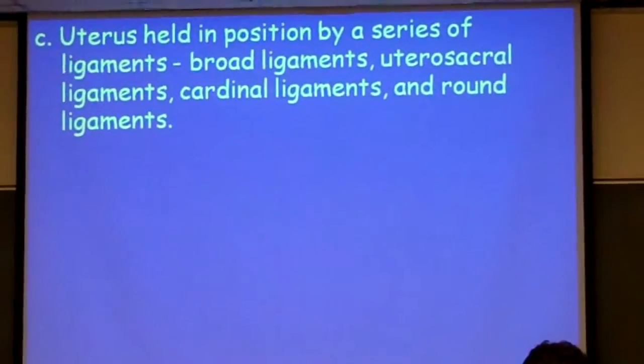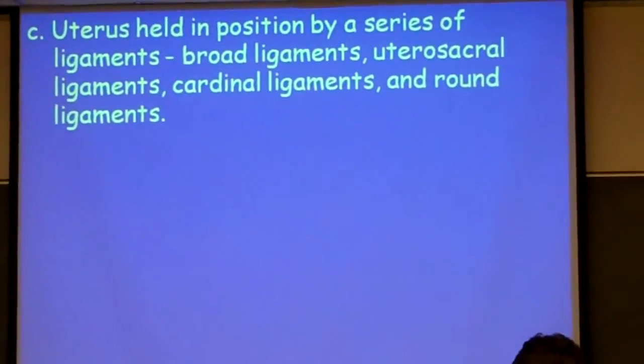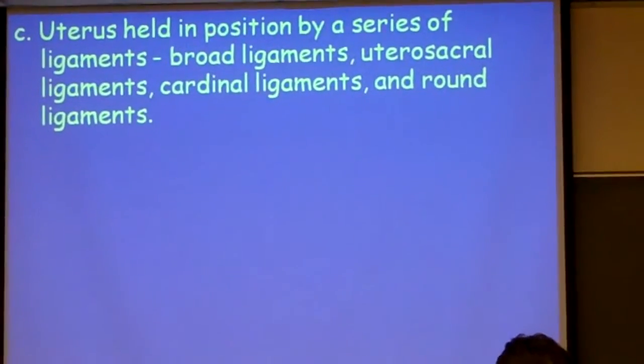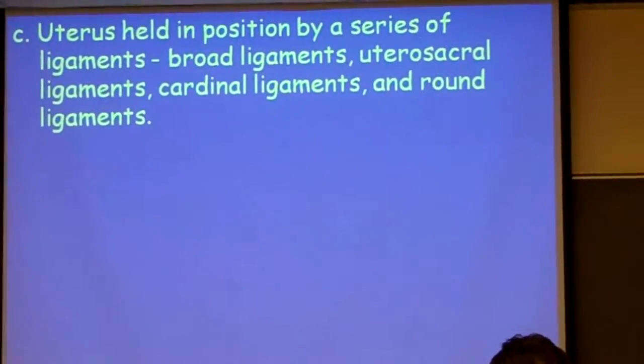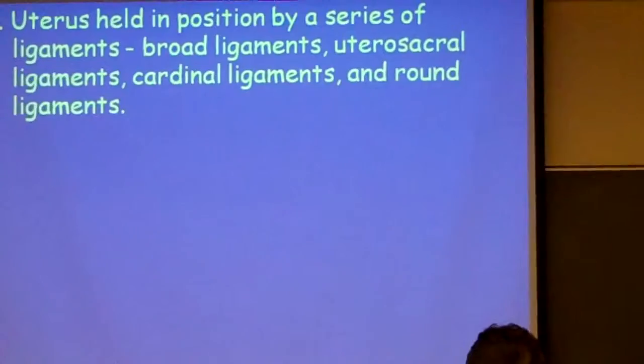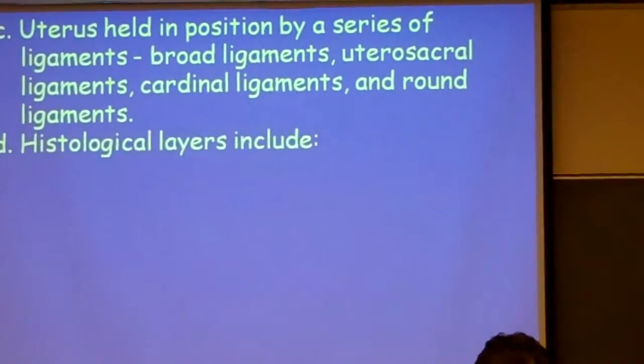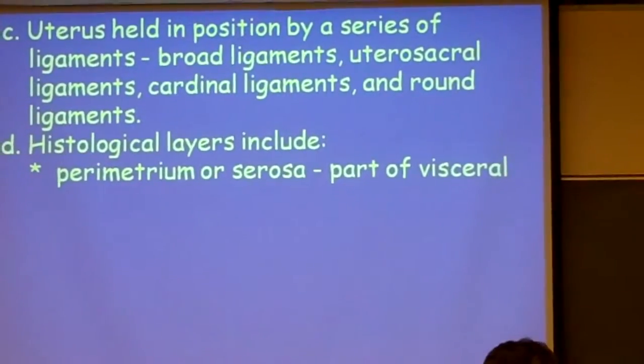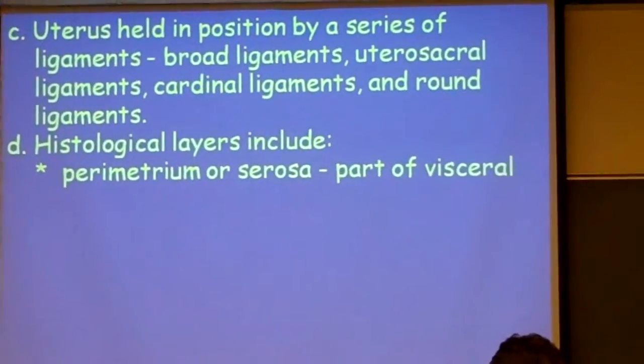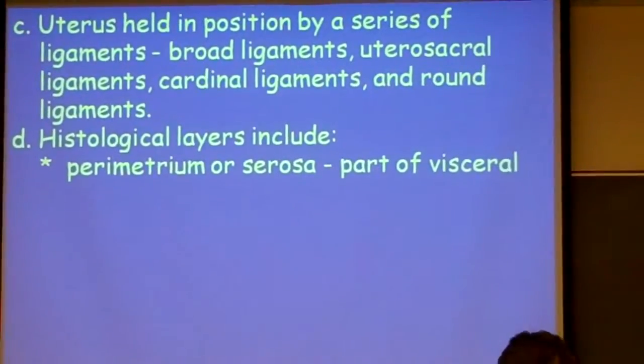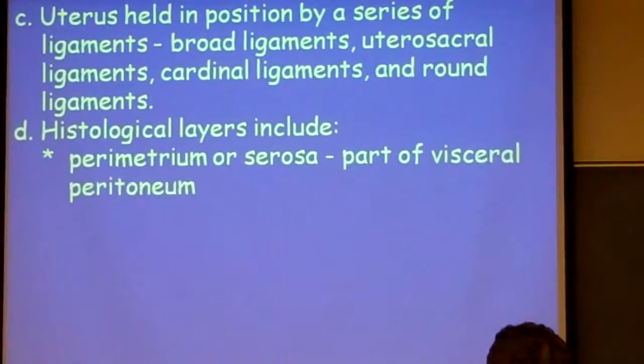All right, now the uterus is held in position again by ligaments: the uterosacral, the cardinal ligament, the round ligament. Again, just ligaments. You don't need to memorize all those ligaments. Histologically, we have a serosa called the perimetrium. Never talked much about that.